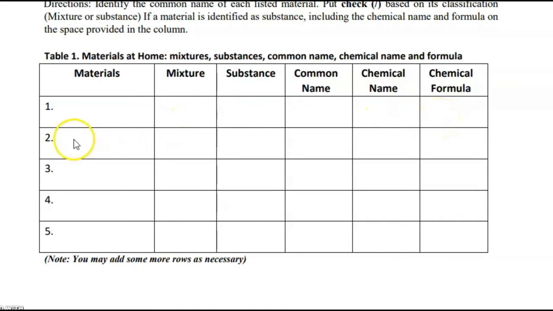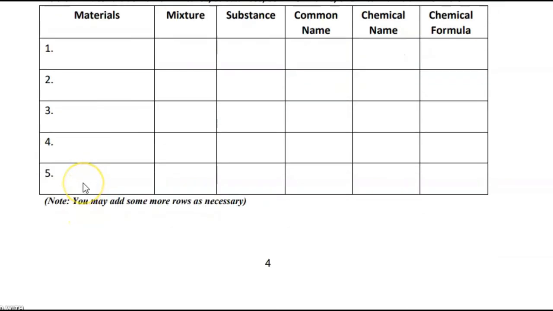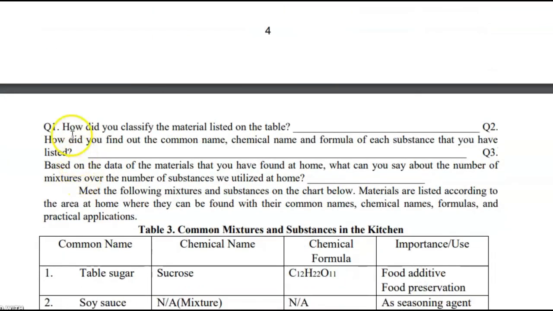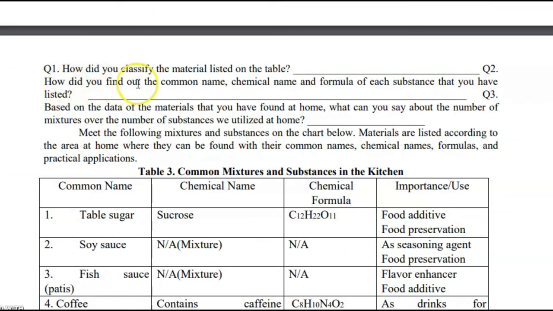So, kayo naman sa numbers 2, 3, 4, and 5. Kung madami pa kayong makita sa kitchen or sa laundry area, pwede niyong dagdagan ang mga numbers na naririto. Question number 1, how did you classify the material listed on the table? How did you find out the common name, chemical name, and formula of each substance that you have listed? Based on the data of the materials that you have found at home, what can you say about the number of mixtures over the number of substances we utilize at home?